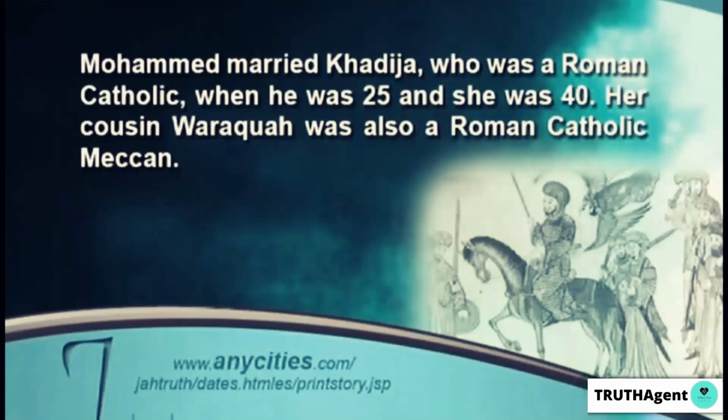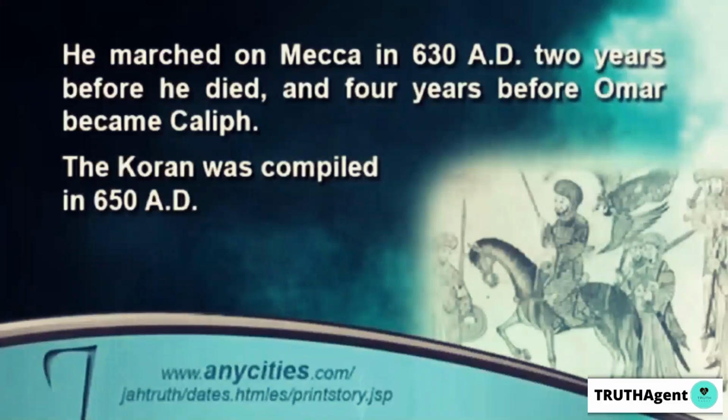Anycities.com: Muhammad married Khadija, who was a Roman Catholic, when he was 25 and she was 40. Her cousin Waraqa, I hope I pronounced that right, was also a Roman Catholic Meccan. Now here we see how Papal Rome, once again, having its finger in the pie, in this case of the Islamic religion, Muhammad marrying into a Roman Catholic family. He marched on Mecca in 630 AD, 2 years before he died and 4 years before Omar became Caliph. The Quran was compiled in 650 AD.